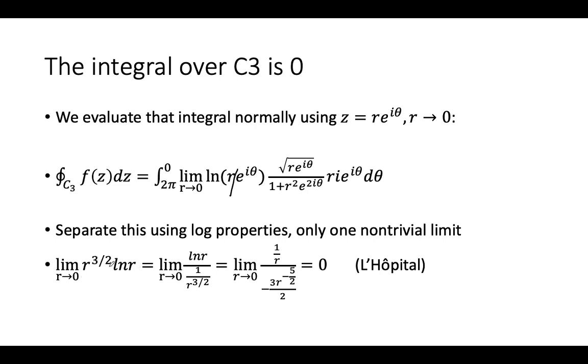And then you can rewrite it in this way because then you get negative infinity for this and infinity for this. And then you can use L'Hopital's rule, take the derivative, 1 over r, negative 3 r to the 5 halves over 2, negative 5 halves. This comes back up, and you see that the limit is 0, right? Because it's r to the 3 halves, r goes to 0, so it's 0. So the whole integral over C3 is 0.